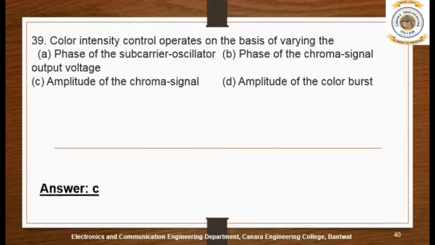Then color intensity control operates on the basis of varying the phase of the subcarrier oscillator output voltage, or phase of the chroma signal output voltage, or amplitude of the chroma signal, or amplitude of the color. So this is chroma signal. What we normally consider the intensity is dependent on the amplitude of this chroma signal. So that is normally what we consider as a chrominance signal. So the amplitude of that decides the intensity of the color which is operated.